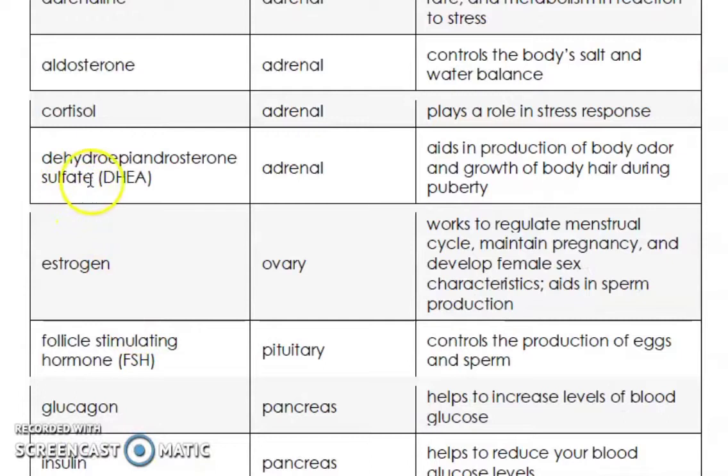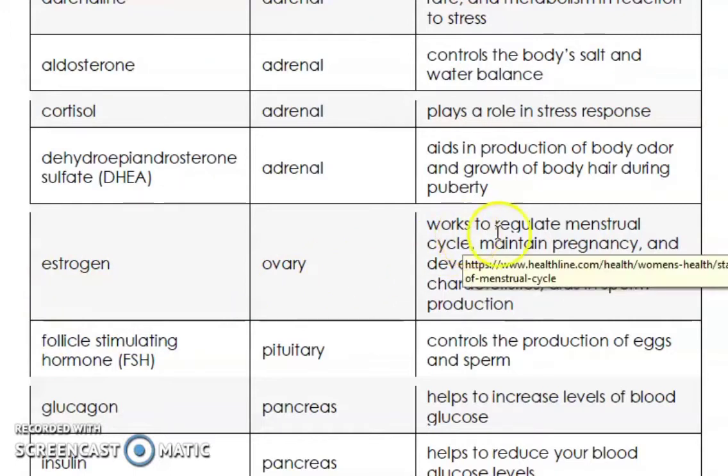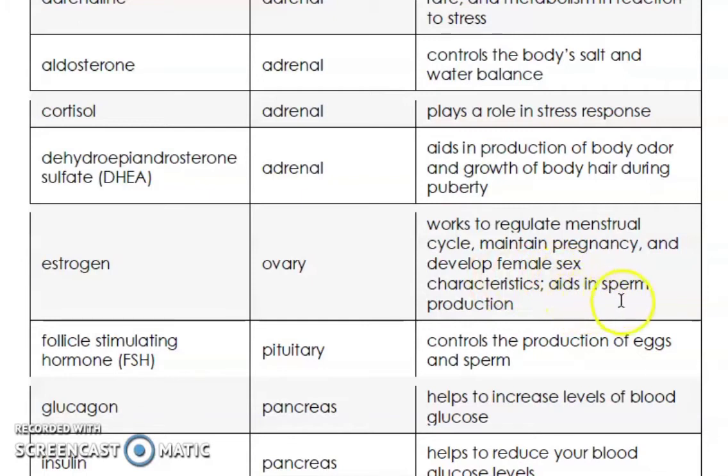Fourth, dehydroepiandrosterone sulfate, or DHEA. It aids in production of body odor and growth of body hair during puberty. So, it kicks in during puberty. Fifth is estrogen. It is secreted from our ovaries. It works to regulate menstrual cycle, maintain pregnancy, and develop female sex characteristics. Aids in sperm production as well. Estrogen is also known as the female hormone.